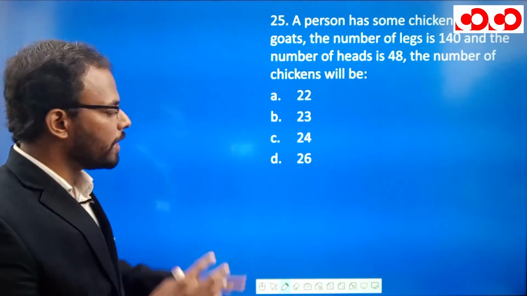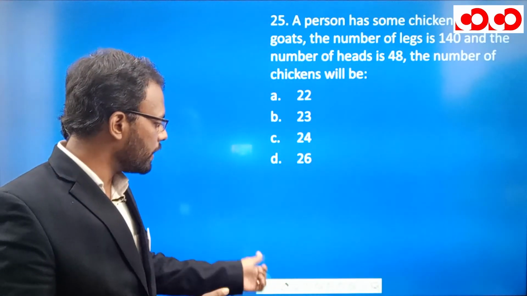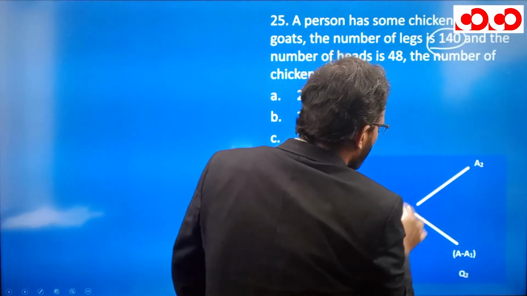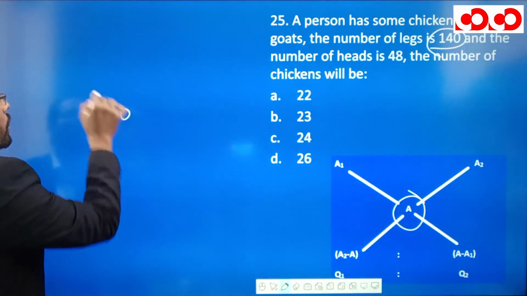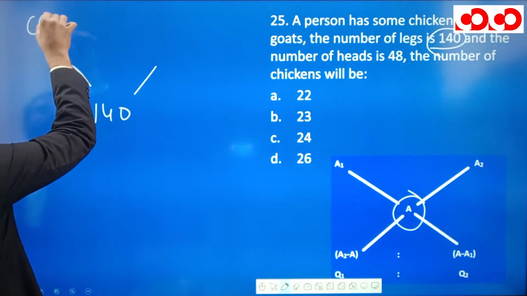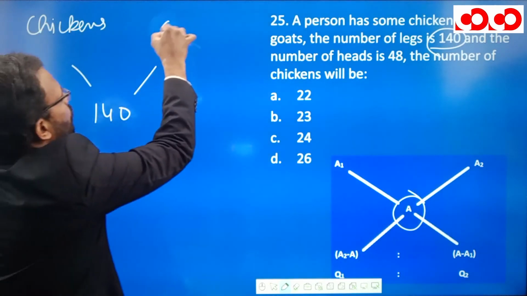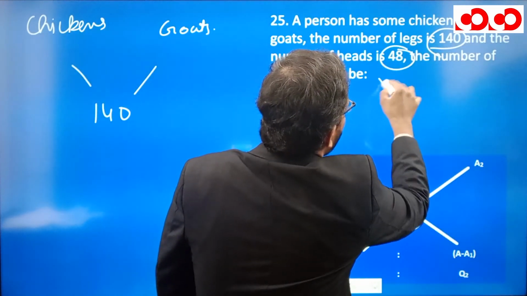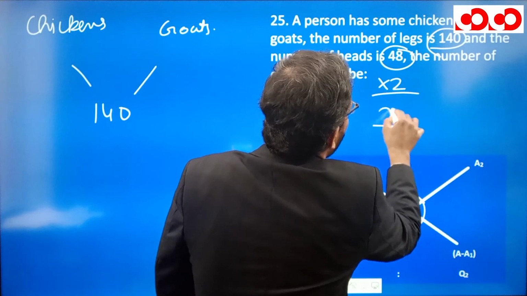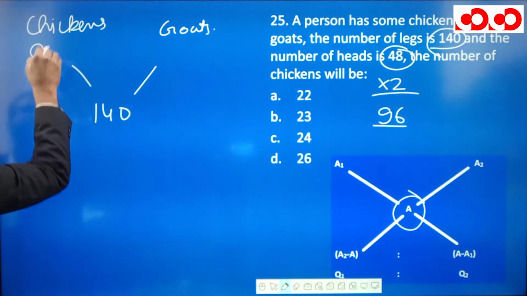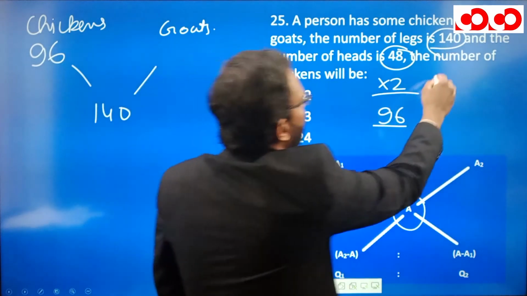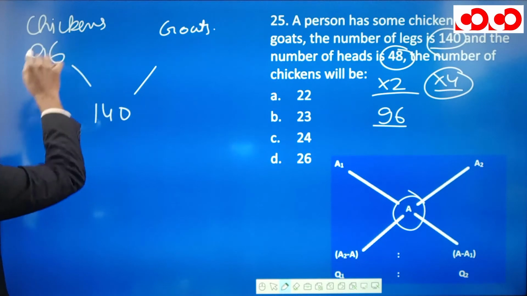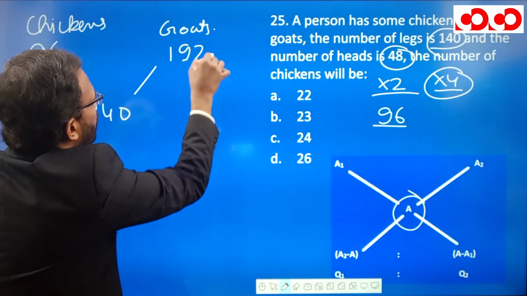See, to solve this problem, there are many methods, but we will see this problem with alligation. See, how many legs are we having? We are having 140. So we'll put the average number of legs as 140. Now we are having chickens over here and we are having goats over here. If all 48 were chickens, then multiplied by 2, the number of legs will be 96. And if all were goats, then multiplied by 4, this means 96 multiplied by 2, 192 legs will be there.